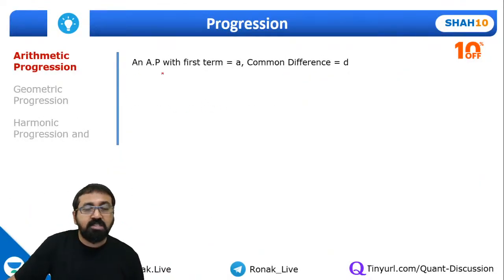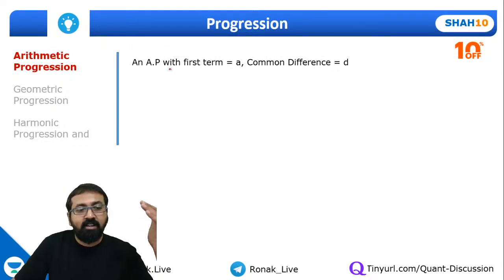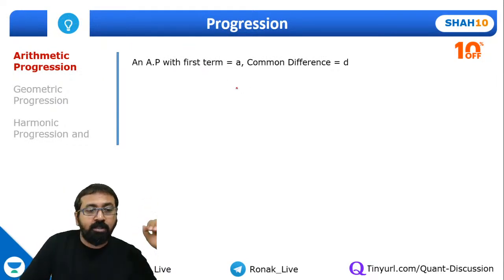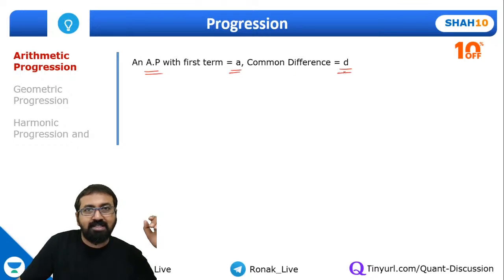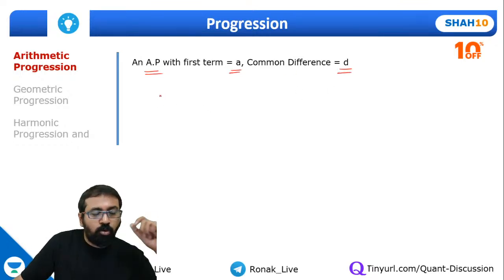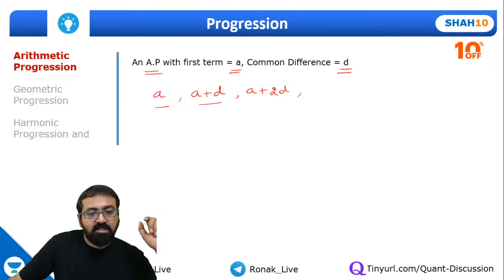We are going to discuss arithmetic progression slightly more in detail, and then we will understand certain formulae related to this. If I take an arithmetic progression with first term A and common difference D, what kind of progression will be formed? The first term is A, the second term will be A plus D, the third term will be A plus 2D, because I need to keep adding the difference to the previous term to get the next term. So A plus D, A plus 2D, A plus 3D, and so on.